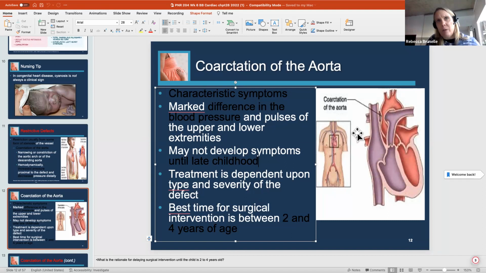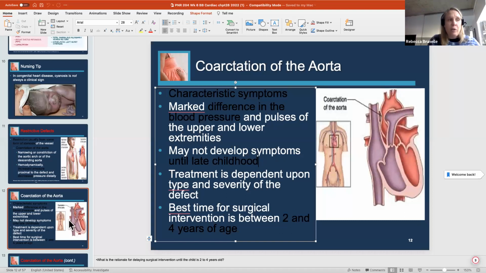This picture is a little bit off. You see these 3 branches here. So this branch here goes to your upper body, and usually the narrowing's after that first branch. So usually you get normal blood flow to your head and your arms, but then you have a harder time getting blood to your lower part of your body. So a common thing to test for coarctation of the aorta is a blood pressure discrepancy between your arms and your legs. So it's lower in your legs.